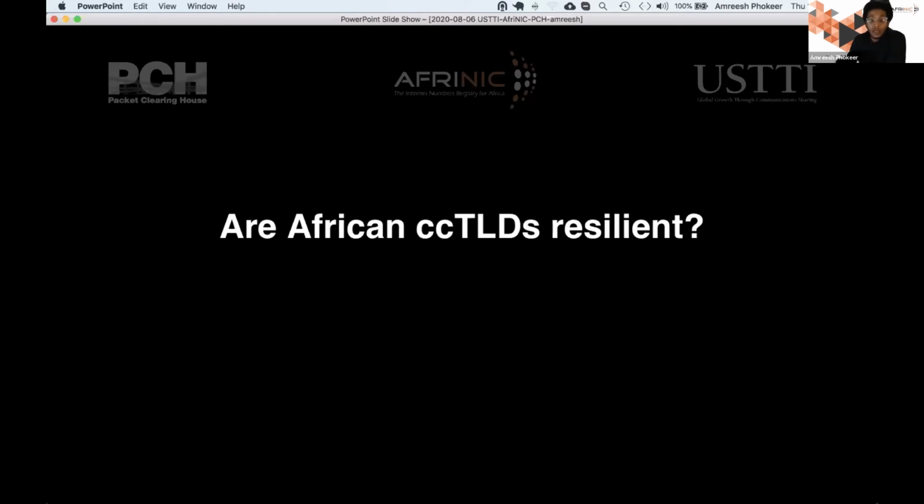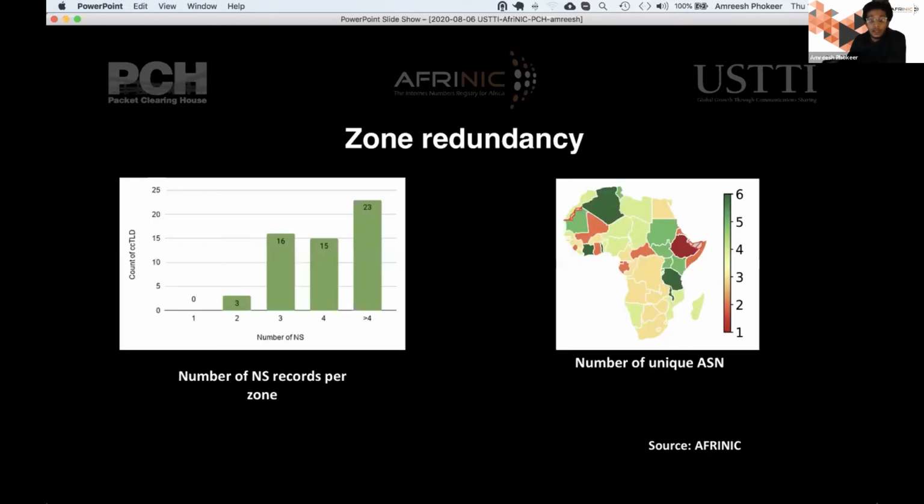So now we are looking at resilience itself. Zone redundancy. I mentioned that the best current practice actually recommends that for a zone, you need to have at least 2 name servers. So let's have a look at the distribution of name servers. We have seen that only 3 ccTLDs have only 2 name servers, but the rest have at least 3, 4, or even more than 4 name servers, which is quite good. And who are the countries?